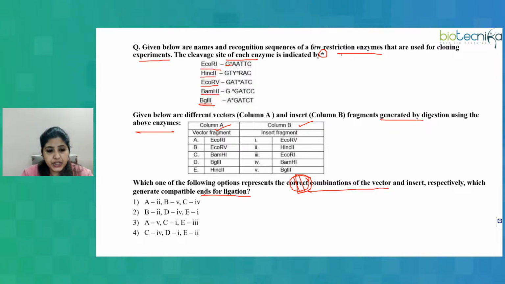So pay attention to the recognition sites of the restriction enzymes. You can see that some of the enzymes, like HincII and EcoR5, generate blunt ends, right? Whereas BamH1, BglII, and EcoR1 generate sticky ends. So that concept I told you, right? Blunt end can be joined to a blunt end, sticky end to a sticky end, right? So that concept you have to remember here.